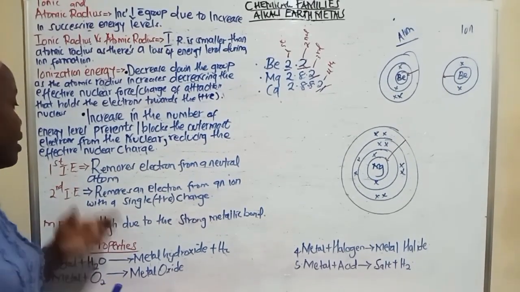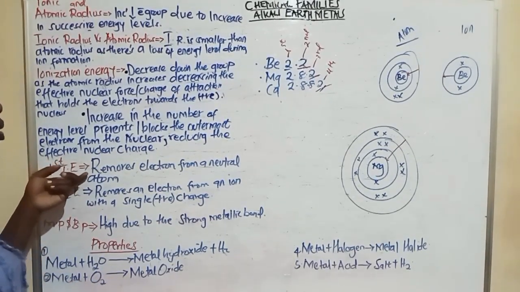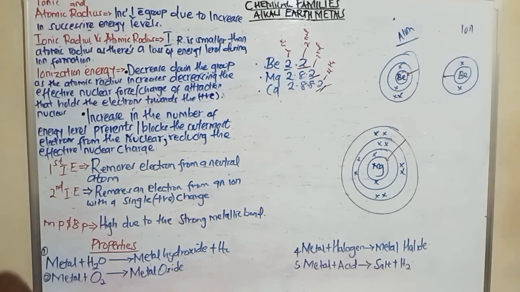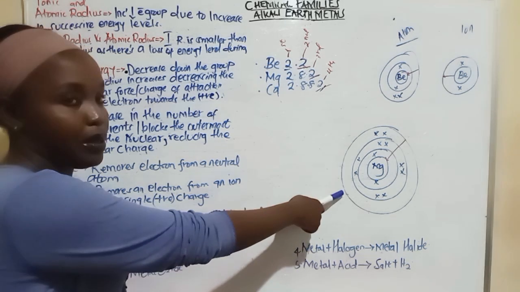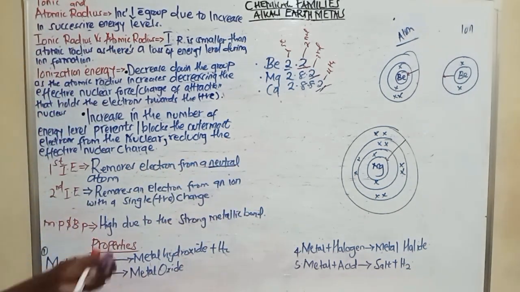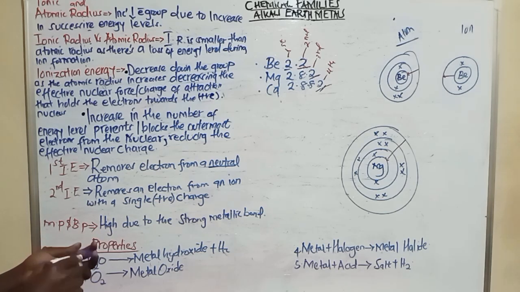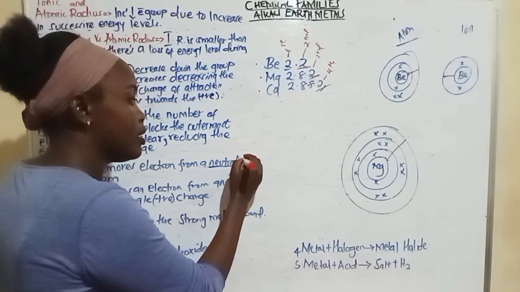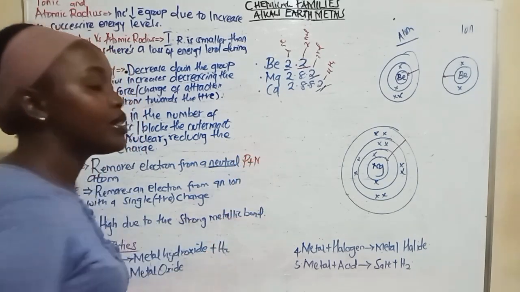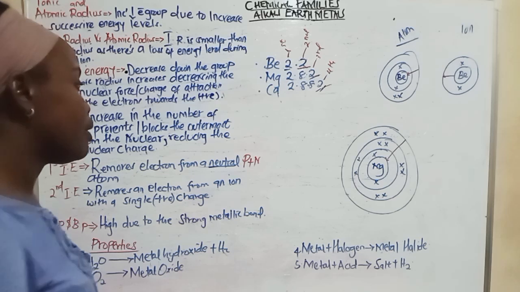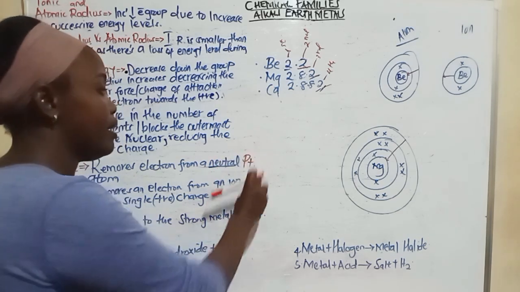So we're saying the first ionization energy is responsible for removing electrons from a neutral atom. For example, here we have magnesium. Why are we talking about a neutral atom? This is because in an atom, the number of protons and electrons are the same.